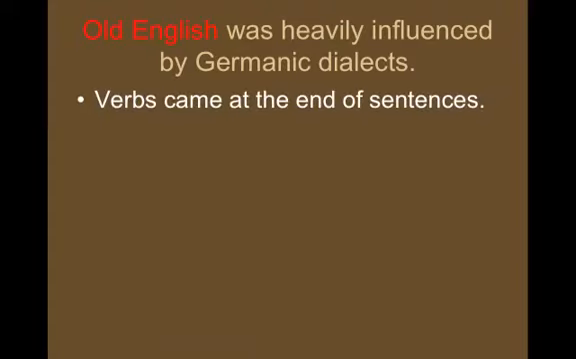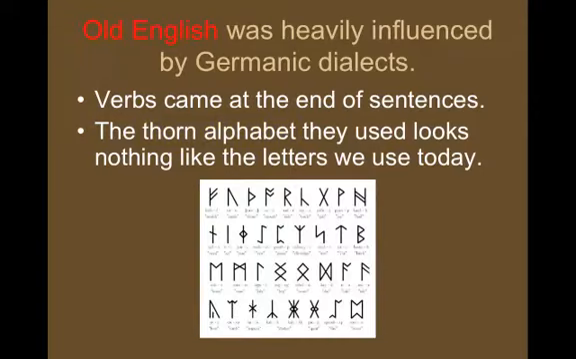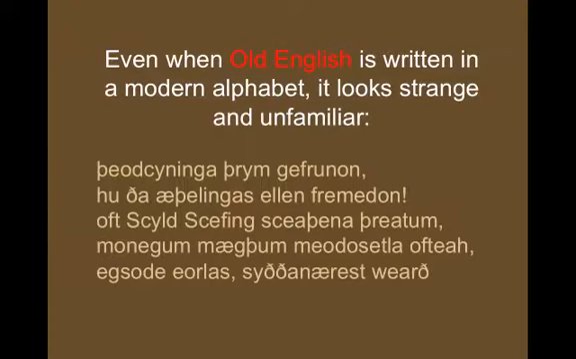In Old English, verbs came at the end of sentences. So think about that for a second. Instead of saying, I went to the store, I would say, I to the store went. Just a different structure. They also had something called the Thorn alphabet, and it looks nothing like the letters we use today. As you can see, it does not resemble our alphabet really much at all. Even if we go ahead and translate into a more modern alphabet, it looks very strange and unfamiliar. I certainly cannot begin to tell you what this says, but I know it's in Old English.